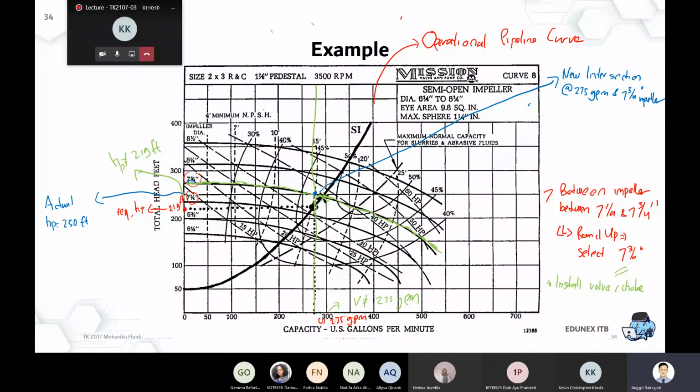Okay, but you are forced to round up the impeller. So now you generate those 250 feet, whereas the ideal pressure drop only requires 219 feet. So the delta, 250 minus 219, which is roughly 31 feet, is the loss or dissipated in the valve.